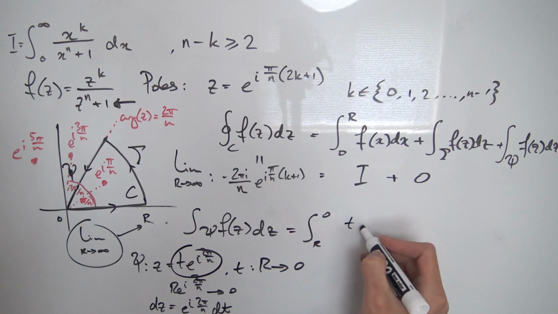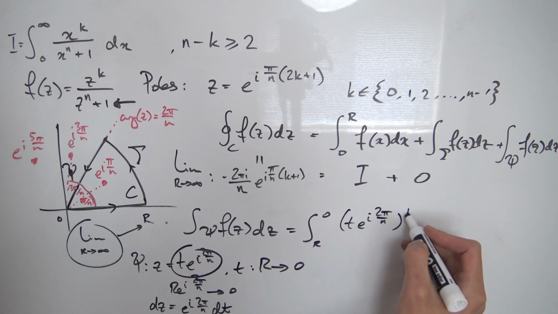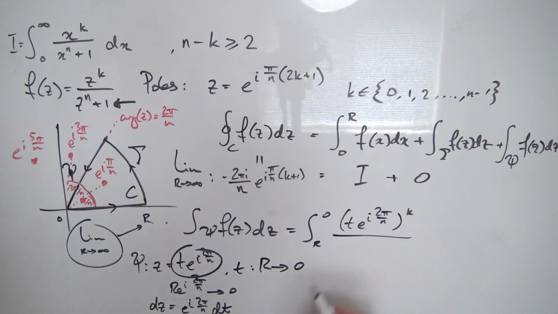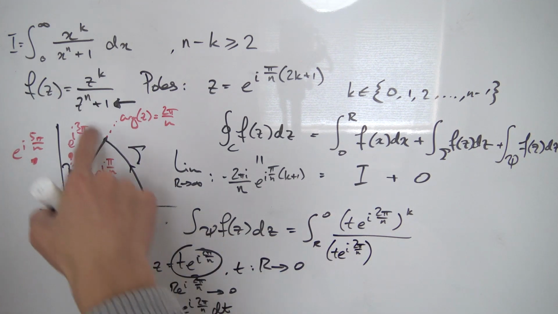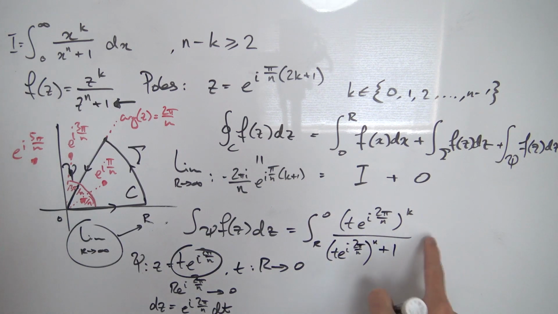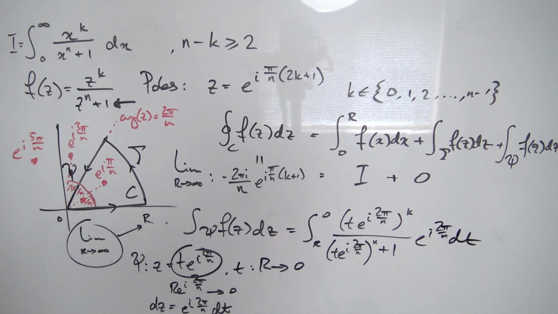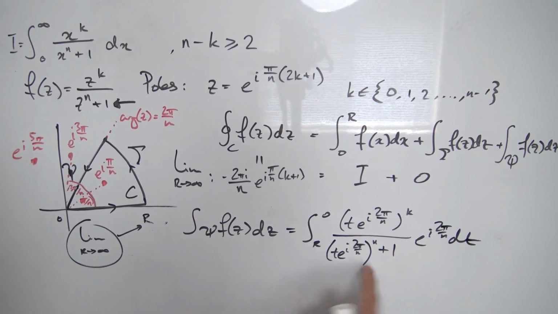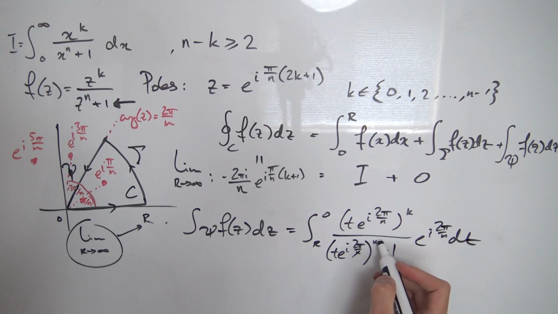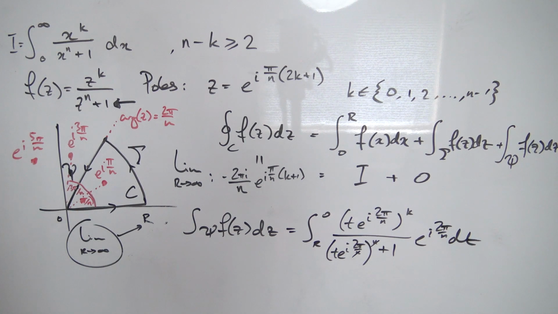So first of all, we have t times e to the i 2 pi over n, but this thing raised to the kth power. Then on the denominator we have t times e to the i 2 pi over n, this is to the nth power plus 1, and then our dz becomes e to the i 2 pi over n dt, like so. Alright, so let's continue on with evaluating this integral. Notice that on the denominator right here we have a power of n, which will cancel out up here. And that's going to just leave us with a t to the n, because e to the i times 2 pi is just 1.